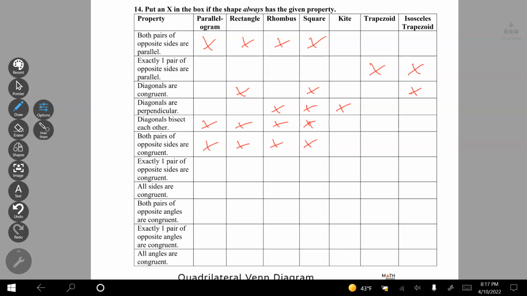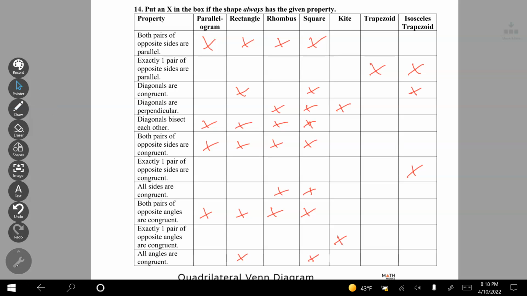Remember, in an isosceles trapezoid, the base angles are congruent. They're not opposite angles. Exactly one pair of opposite sides are congruent. That would be an isosceles trapezoid. All sides are congruent. That would be a rhombus and a square. Both pairs of opposite angles are congruent. Again, that's the first 4. Exactly one pair of opposite angles are congruent. That would be a kite. And all angles are congruent. That's only in a rectangle and in a square.